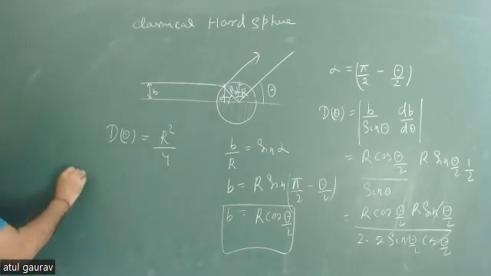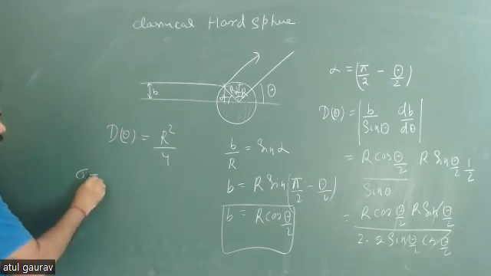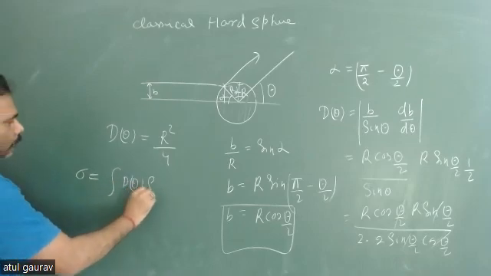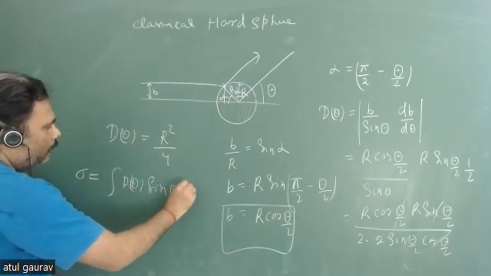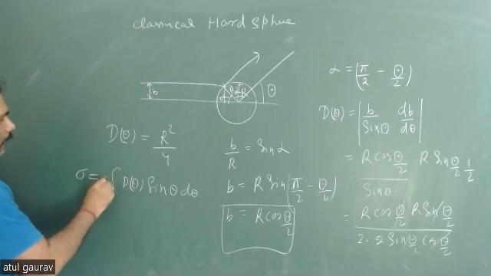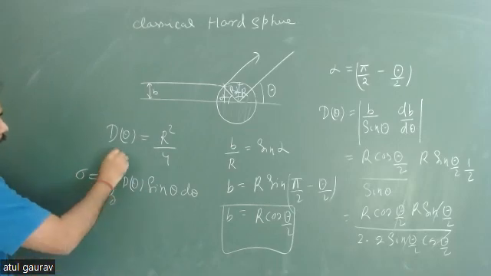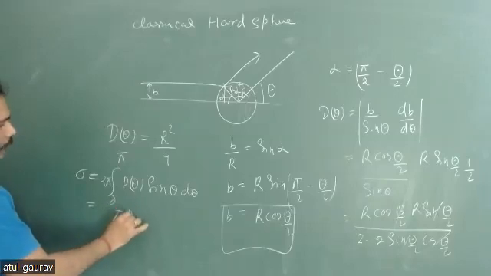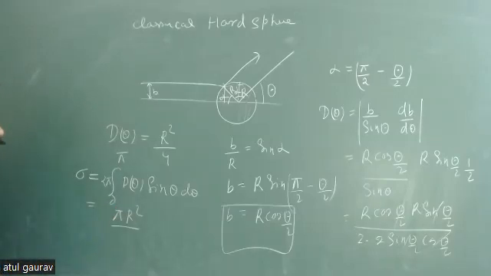Now you can calculate the total scattering cross section. So what is your total scattering cross section? You have to just go over all solid angle, sine theta d theta, and you can just go for 2 pi, with theta from 0 to pi, and you will get basically pi r square, isn't it? Just take it.